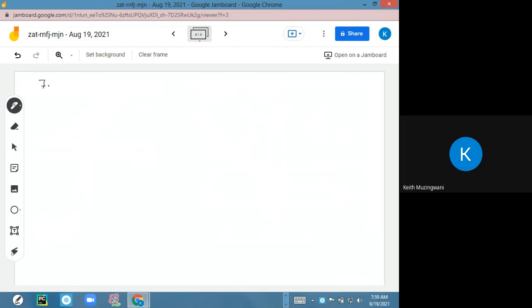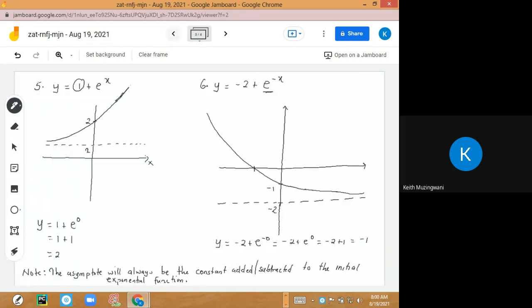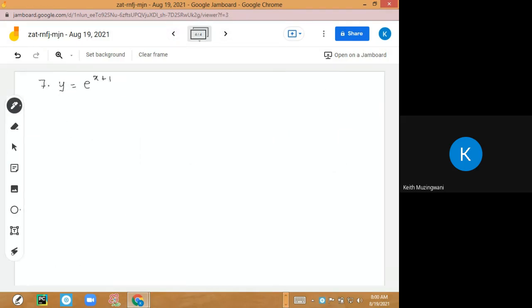So for number 7, we want to sketch y is equal to e to the power x plus 1. We do it one shift at a time, and then we'll combine the shifts and see what we get. So what happens if y is equal to e to the power x plus 1? This added constant was affecting the y values before, but this one is affecting the x values.